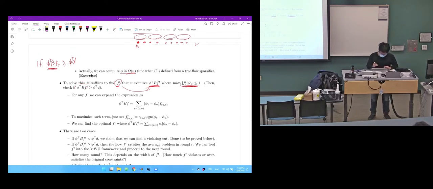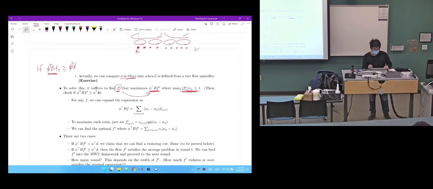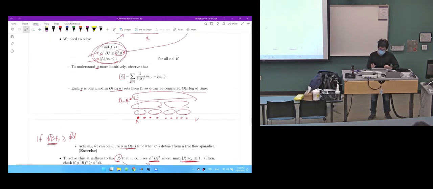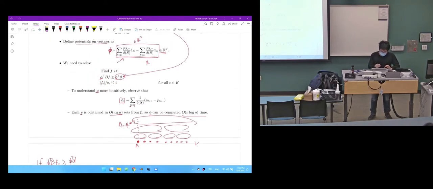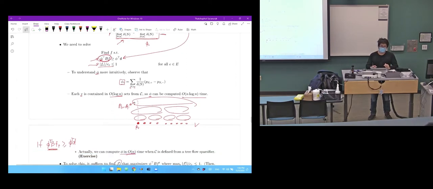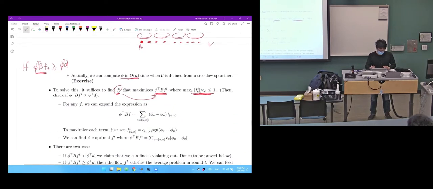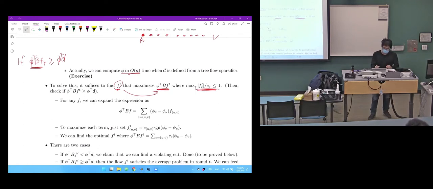So now we reduce our problem even further. You have this problem, and you said that now you just want to find f such that this is true, and you maximize this term. How to solve that? Well, to do that, let's try to understand this term a bit more. We just expand the expression and try to understand what it means.